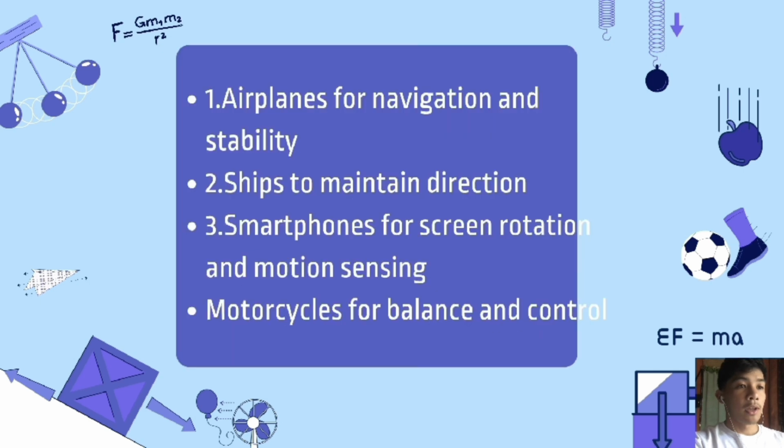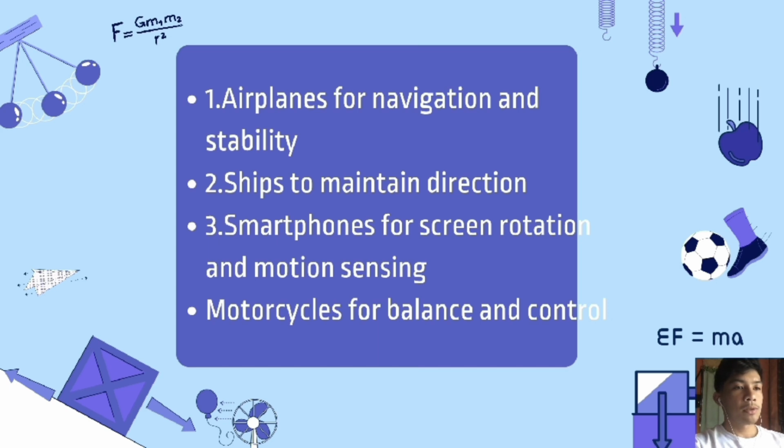So applications of gyroscope. Gyroscopes are used in many real-life applications such as airplanes for navigation and stability. Next is ships to maintain direction. Next is smartphones for screen rotation. You notice that on smartphones, when we rotate the phone, the screen rotates too. And it is also used in motorcycles for balance. So we can see that it is really an important technology.